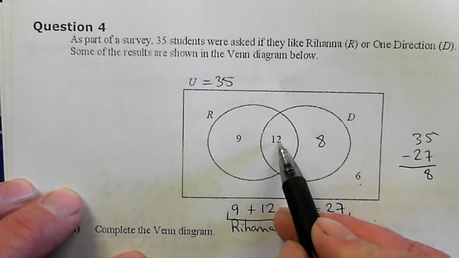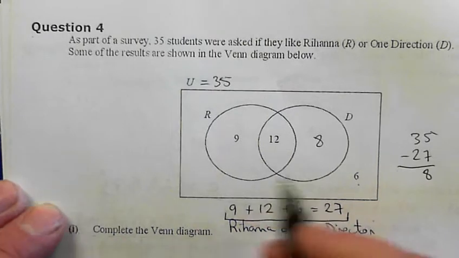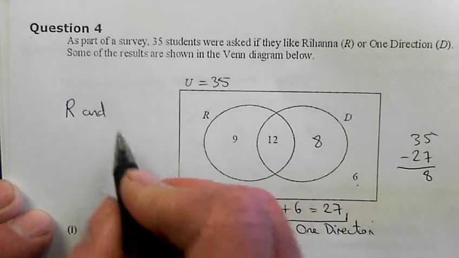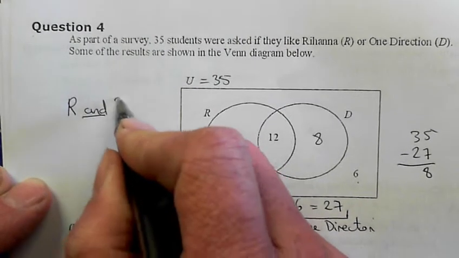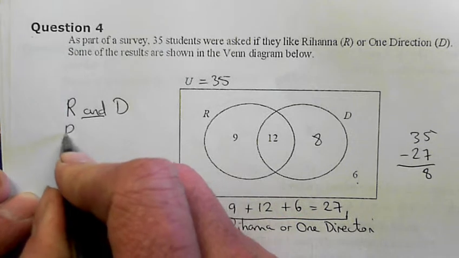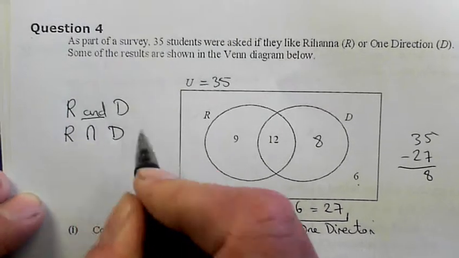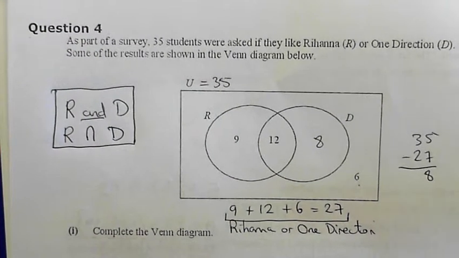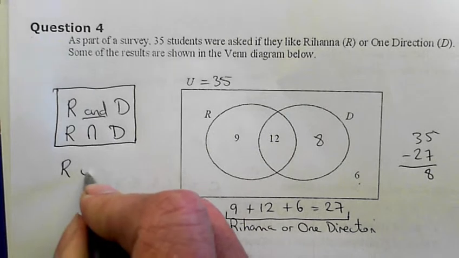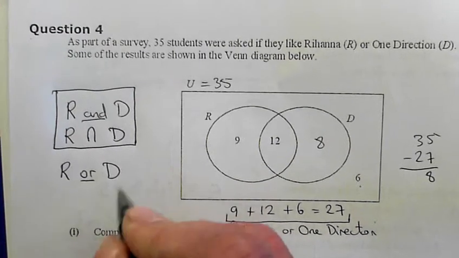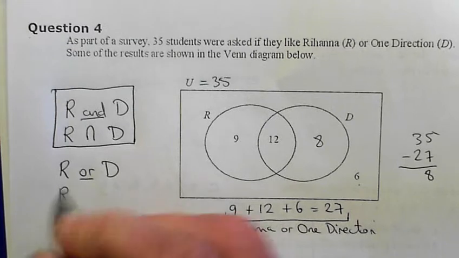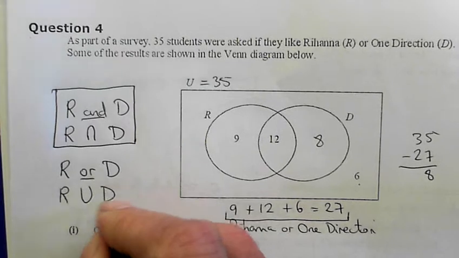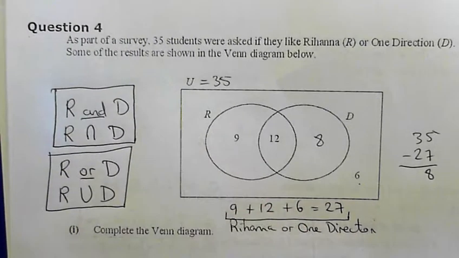Alright, so and means, what does the word and mean? Rihanna and, the word and is important. Rihanna and One Direction is the same as writing Rihanna intersection D. Same thing. Rihanna or One Direction is the same as writing Rihanna union D. Okay?